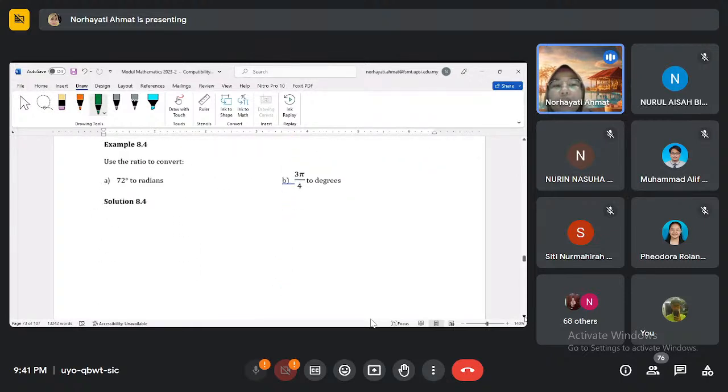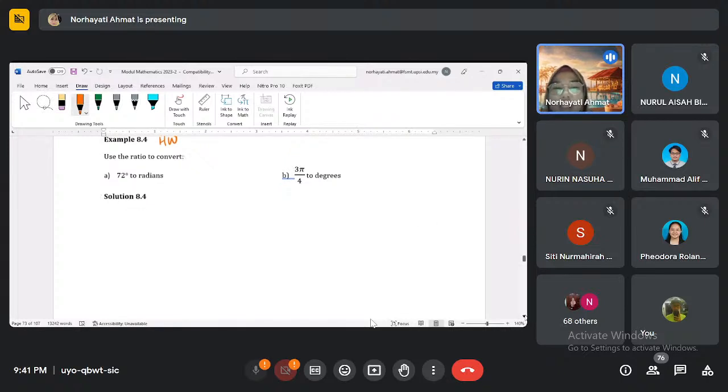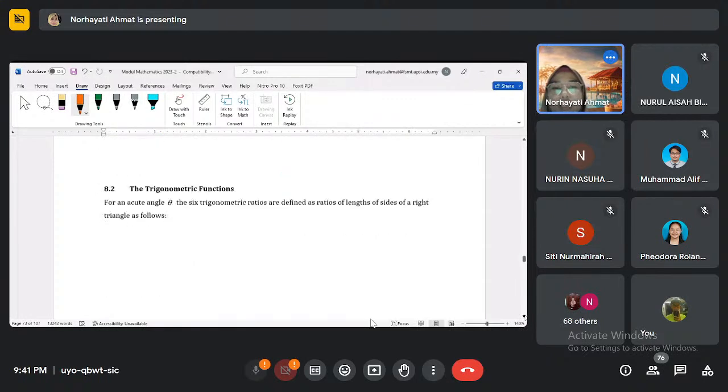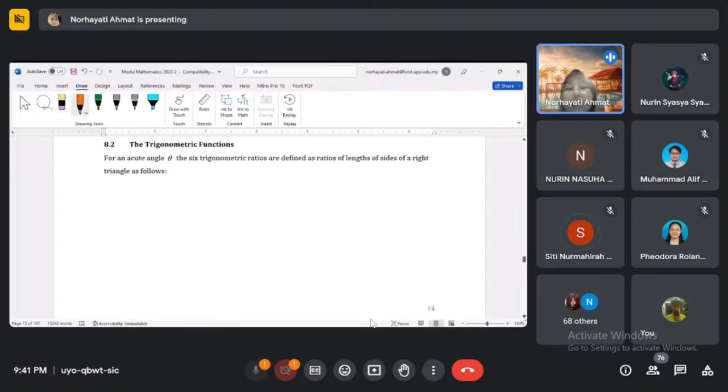Okay, so for example 8.4, I leave this as your homework lah. Ini pun dah boleh buat. This is your homework. Just convert, follow the question. This degree convert to radian, and this one radian to degree. Okay, boleh buat kan kelas? Boleh. Alright. So next move to section 8.2. Kita laju sikit lah sebab minggu depan kita nak habiskan chapter 8.